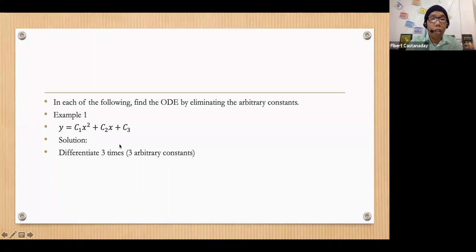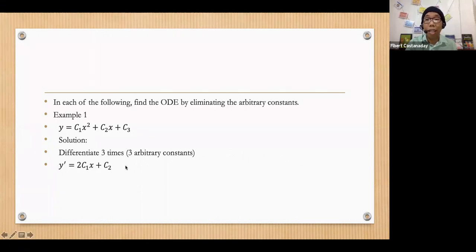Now let's work on this one. First, we differentiate for the first time, and that is y prime equals: we copy c sub 1 and then differentiate x squared, and that is 2 times x. The second term, we have c sub 2, differentiate x, so times 1. And the last term is c sub 3. It's a pure constant, so the derivative of a constant is 0. That's why we have this result.